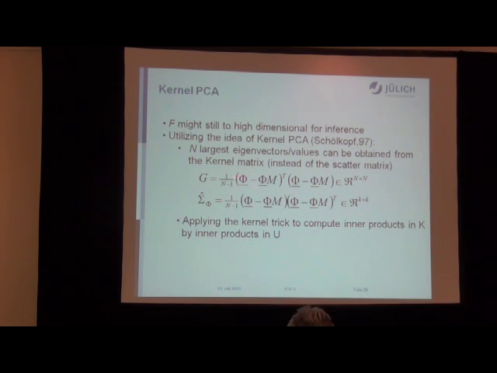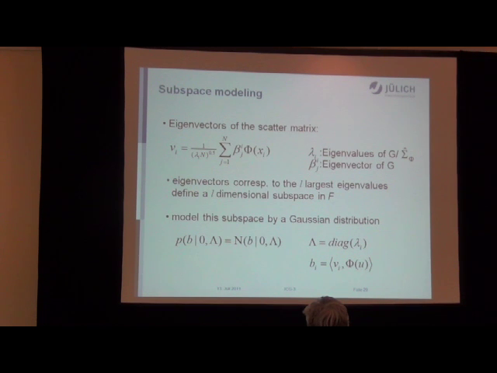If you look at this matrix, its entries are the scalar products of these vectors. In the next step, we apply the kernel trick by computing the scalar products in the feature space by a kernel in the input space. And it has been shown that the eigenvectors of the scatter matrix, so the principal components we are looking for, can be computed from the kernel matrix. The eigenvalues are the same, and the eigenvectors are a linear combination of the training data feature vectors.